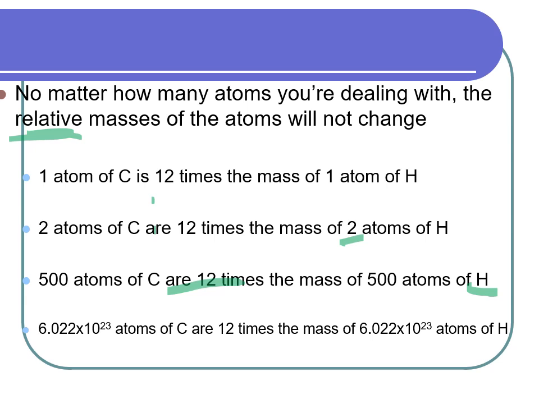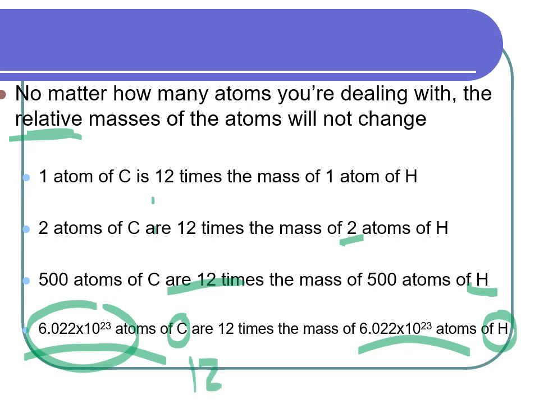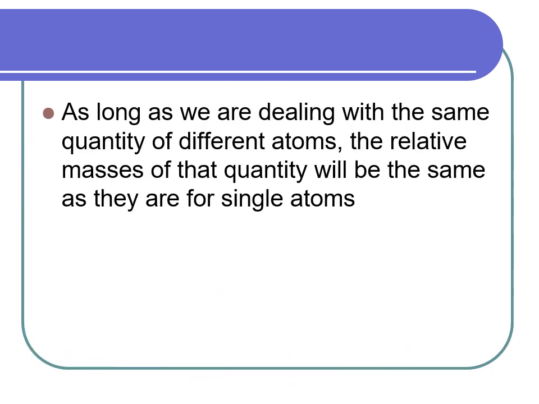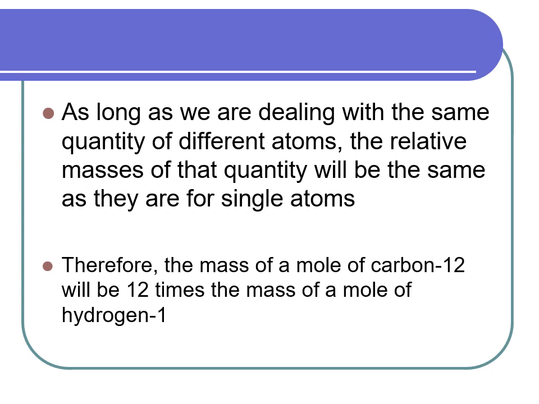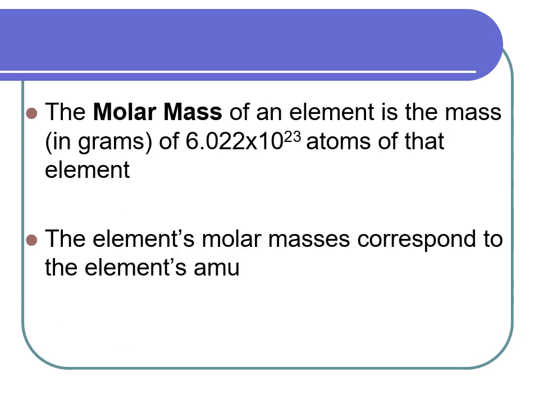So of course we can bring this all the way up to the amount that you have in 1 mole. Therefore, if you had 1 mole worth of carbon atoms and 1 mole worth of hydrogen atoms, it is still going to be a 12:1 ratio of carbon atoms to hydrogen atoms. So the relative weighting remains the same, whether you're talking about a single atom or a whole mole worth of atoms. As long as we're dealing with the same quantities of these different atoms, the relative masses stay the same. Therefore, the mass of a mole of carbon-12 is going to be 12 times the mass of a mole of hydrogen-1. Now, this gets us to our molar masses.